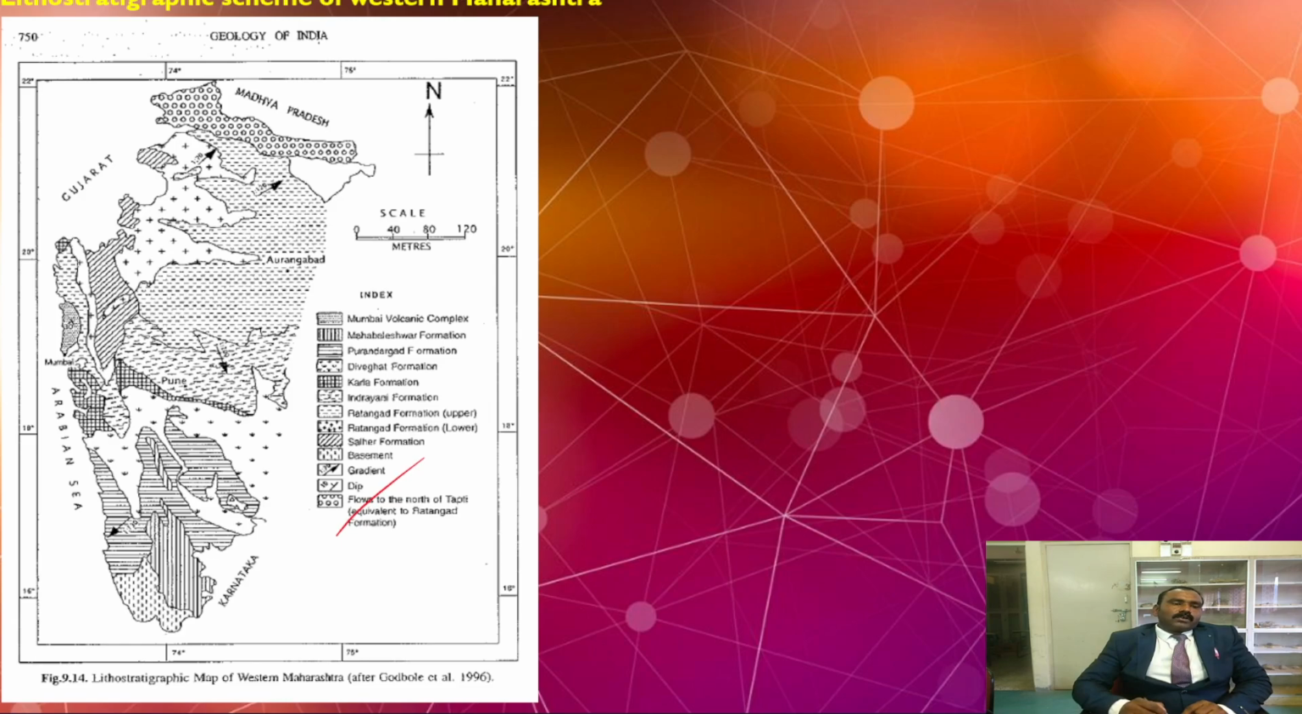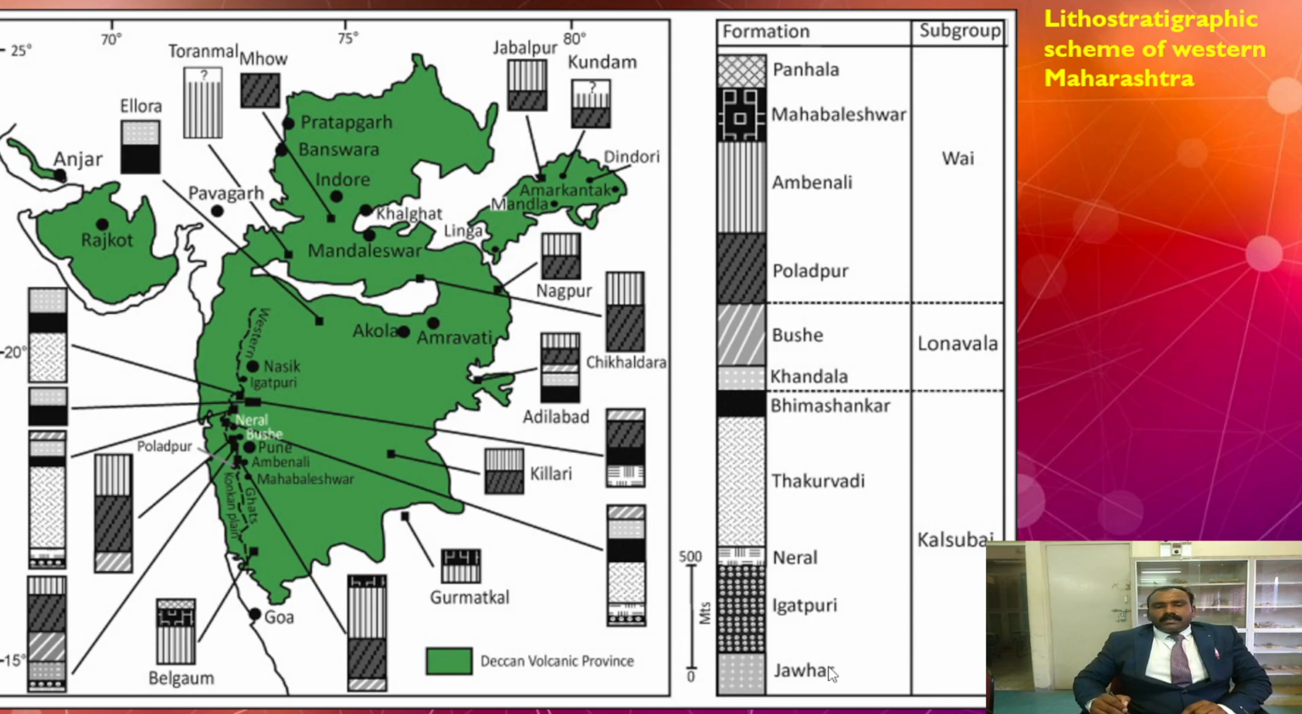Coming to the lithostratigraphy, here the Jawahar, Igatpuri, Neral, Thakurwadi, and Bhimashankar formations make one class, which is known as the Kalsubai formations. The Khandala and Bushe formations come under the Lonavala category, and the Wai formations include particularly the Poladpur, Ambenali, Mahabaleshwar, and Panhala formations, which also come from the Wai subgroup. So those are the formations and those are the subgroups. Wai, Lonavala, and Kalsubai are the subgroups of the different formations.